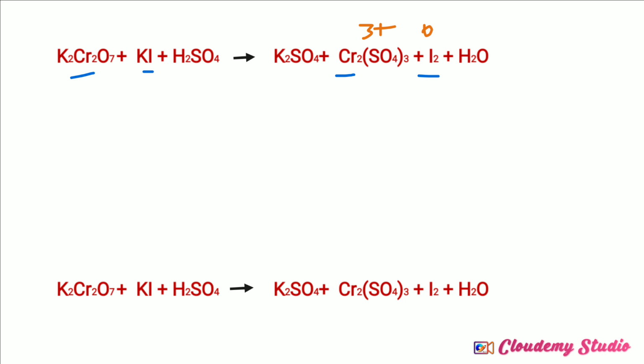Then only the charges will be cancelled, because 3 times minus 2 is minus 6, then 2 times 3 plus is plus 6, the charges will be cancelled. Therefore, chromium oxidation number is plus 3. Chromium oxidation number plus 3, like that we need to write, plus 3.